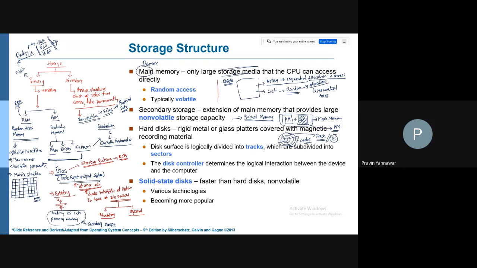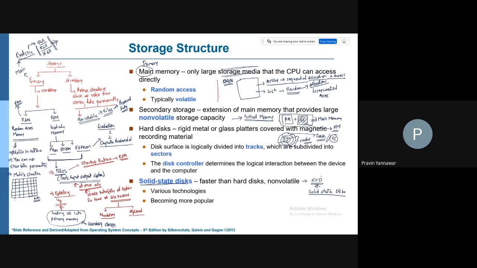And now we have a new mechanism of disk that is called SSD. This is called SSD. SSD stands for solid state disk. Okay, so this is called solid state disk. Okay, so it is usually faster than your hard disk.